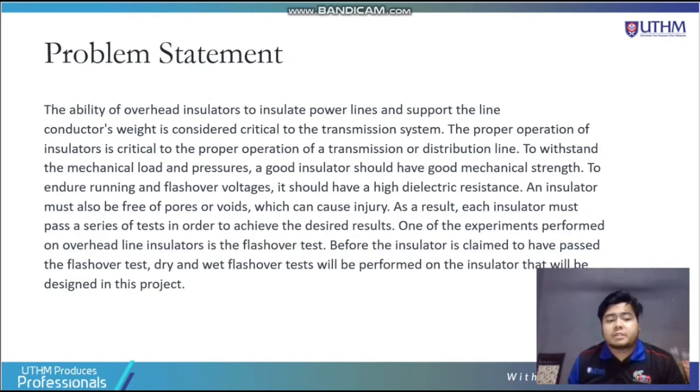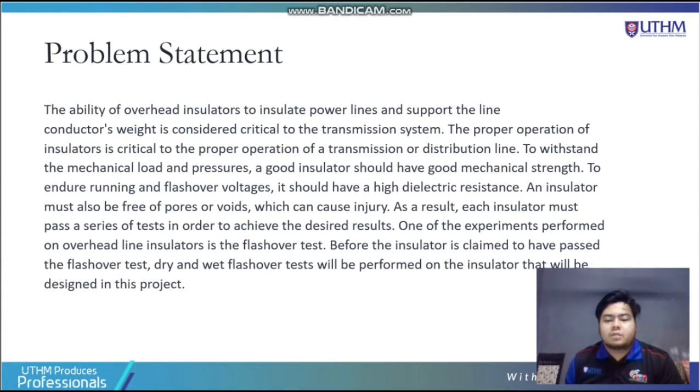Next, we move to problem statement. The ability of overhead insulator to insulate power line and support the line conductor. The weight is considered critical to the transmission system. The proper operation of insulator is critical to the proper operation of a transmission or distribution line. To withstand the mechanical load and pressure, a good insulator should have a good mechanical strength. To endure running and flashover voltage, it should have a high dielectric resistance, and insulator must also be free of pores or void, which can cause injury.